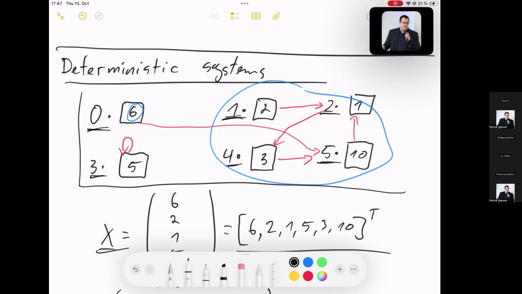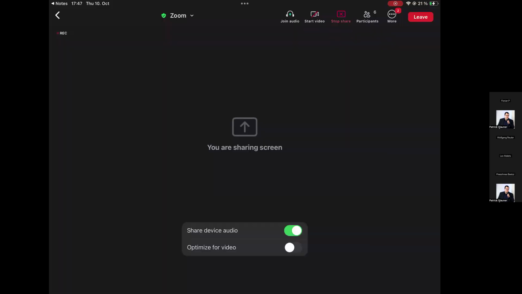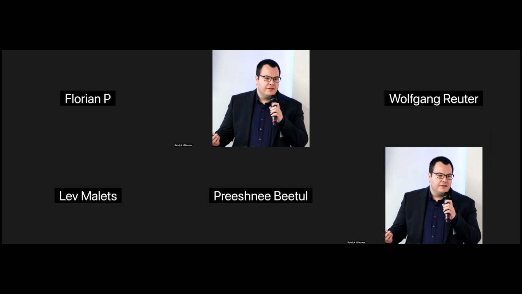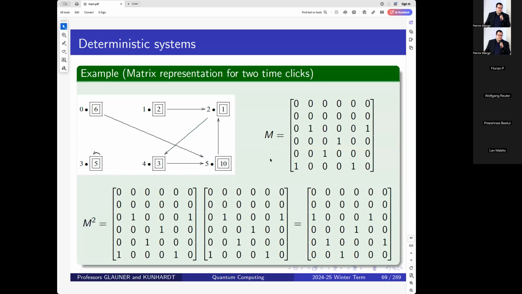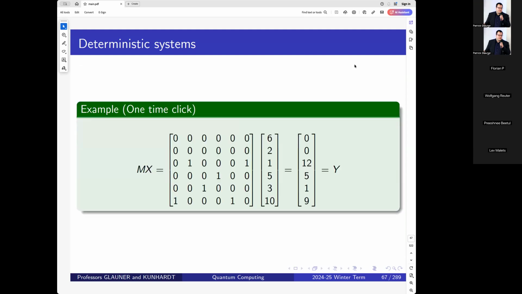Now, and for this, I will simply move to the slides. We can try something more interesting now. We can wonder what happens after 2 time clicks. We have done this for 1 time click, and we have multiplied just before here, what we have done here, we have multiplied m times x. And the order is very important. M, our transition matrix, and from the right, vector x.